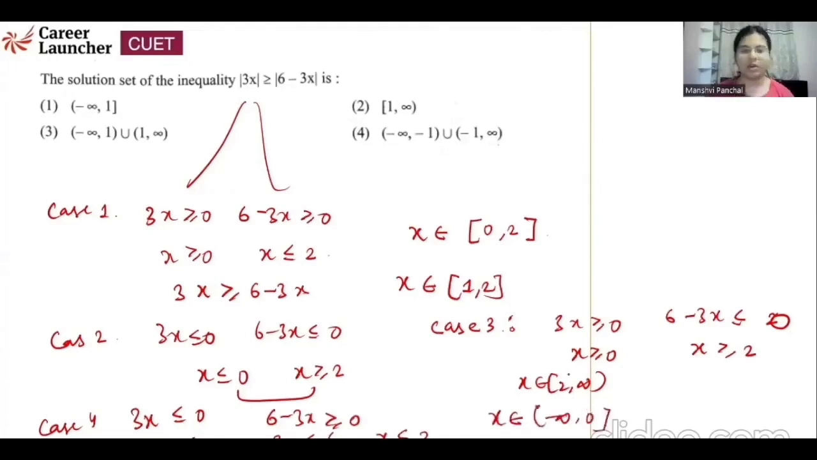So if you combine all of these results, then what are we getting? Minus infinity to 0 and then all of this. So combining all of the results, x will belong to [1, infinity) because we will take the intersection. So option 2 is the correct answer for this question.